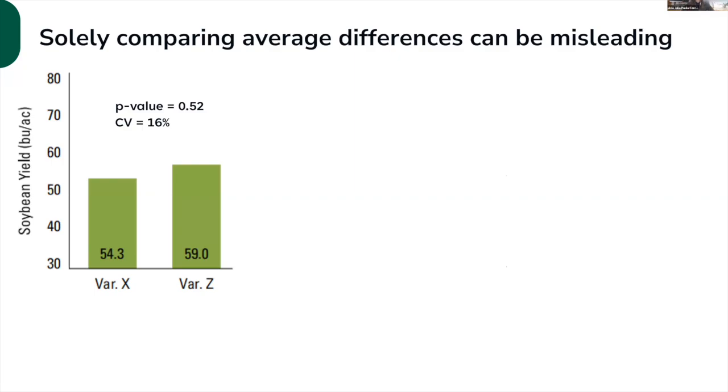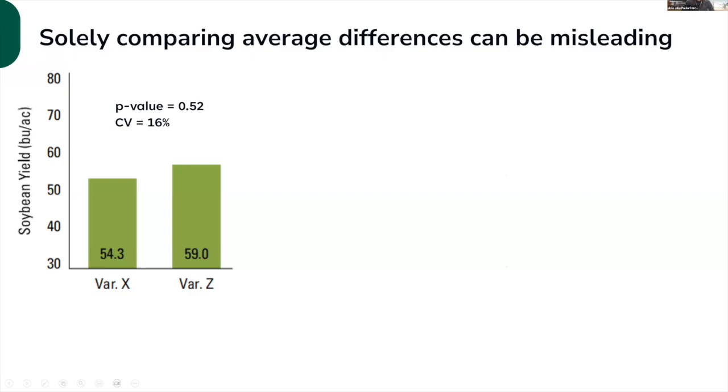If you see just that, you will say, okay, it seems that variety Z is better. It has higher yield. But when we see the p-value that was reported, it says 0.52. This is basically saying that the probability that they are different is only 48%. So it's just the opposite. This is the probability that they are the same.